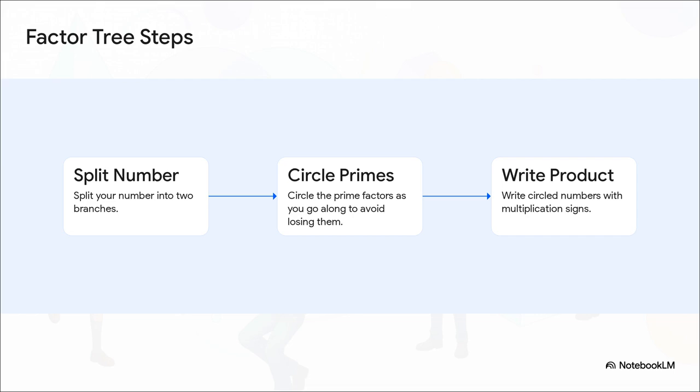Second, and this brilliantly illustrates a key examiner tip, circle the prime factors as you go along. Seriously, circle those 2s and that 5 right away. If you don't circle them, it is so incredibly easy to lose them in the absolute panic of a messy working out page. Finally, you write those circled prime numbers out as a product. All that means is writing them with multiplication signs right between them, like 2 times 2 times 2 times 5.